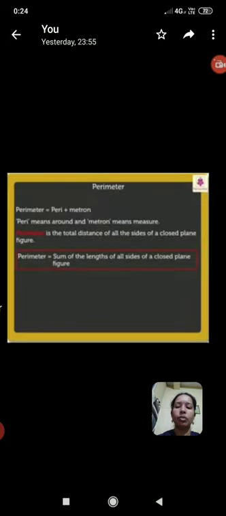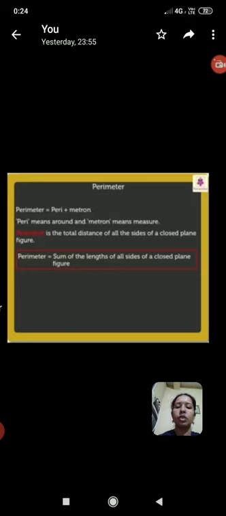Today, our topic name is Perimeter of Regular Shape. First of all, we know about perimeter. Perimeter is equal to peri plus meter. Peri means around and meter means measure.